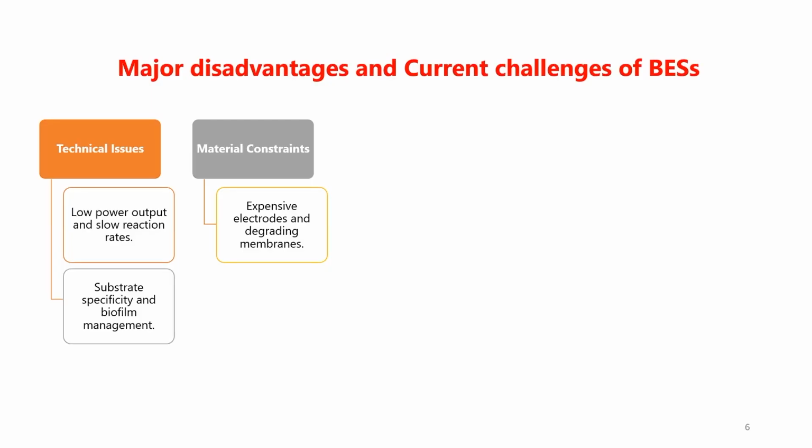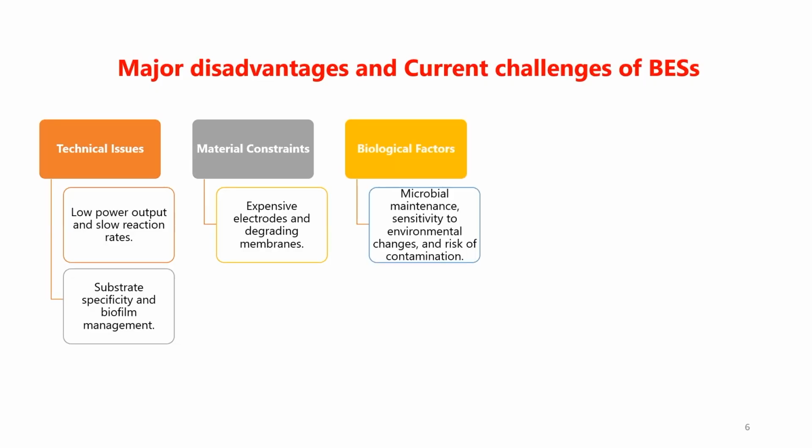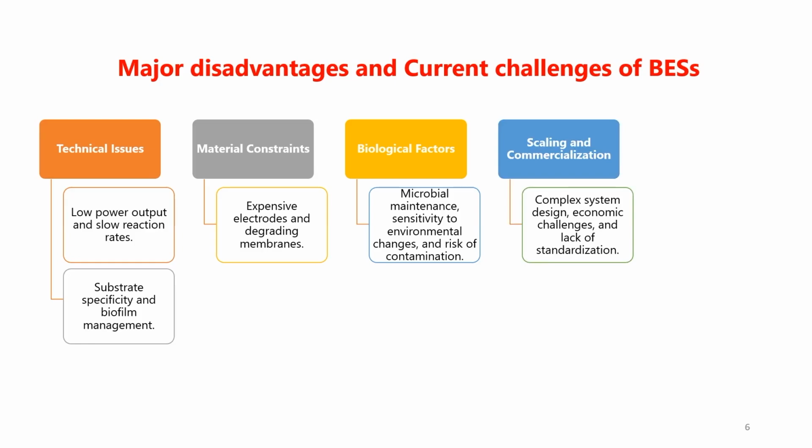Then there is a constraint of materials. For example, the electrodes are very expensive and the membranes degrade. So, therefore, this makes the system very costly. Then the challenge is again there from biological factors. For example, microbial maintenance is an important issue, because without the presence of the microbes we cannot carry out the metabolic reactions which help us in generating the electricity. So, their maintenance is a challenge, and the sensitivity to environmental changes and the risk of contamination is also one of the important challenges. Another issue is scaling and commercialization.